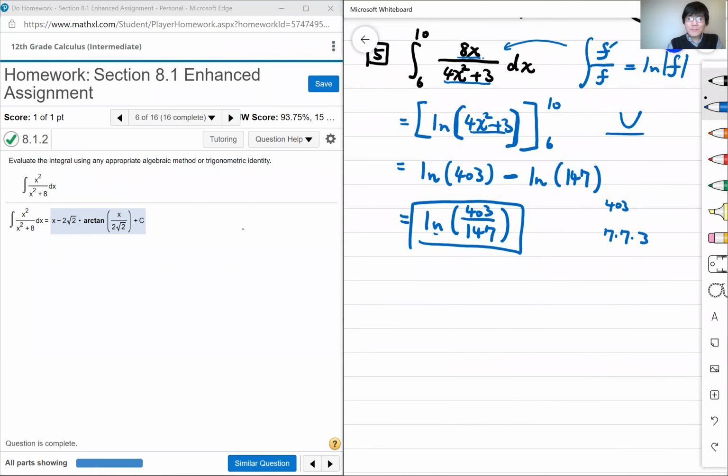Okay, next one, number 6. The integral of x squared over x squared plus 8 dx. Well, we hope, like in the previous problem, the denominator's derivative is the numerator, but it's really not. When you see a rational expression, look at the degree. If the degree of the numerator is greater than or equal to the denominator's degree, it is called improper.